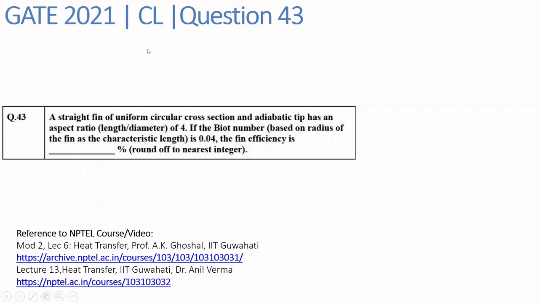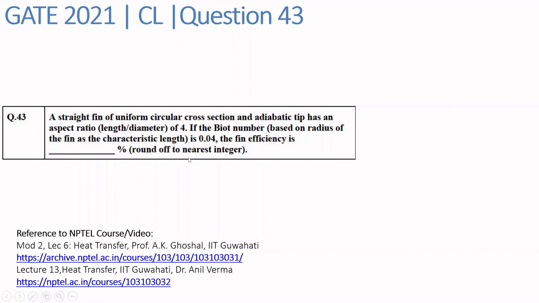Chemical engineering paper, and the subject is heat transfer. The question is: a straight fin of uniform cross section and adiabatic tip has an aspect ratio, length upon diameter, of 4. If the Biot number based on radius of the fin as characteristic length is 0.04, the fin efficiency is dash percent. This is a numerical answer type question, and we have to answer it rounded off to the nearest integer.